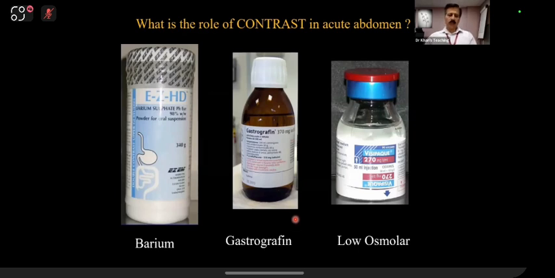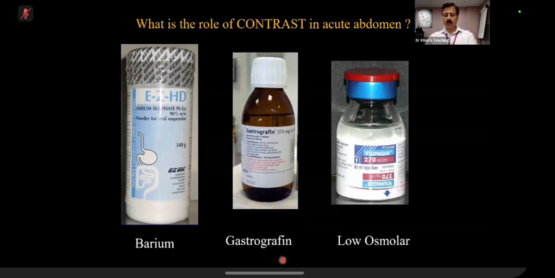Now, you see on your slide, there are 3 types of contrasts, and the concepts about these contrasts are very important for the exam. This is the difference between a safe radiologist and an unsafe radiologist. It's a black and white thing. If the examiners find you unsafe in the exam, you will be penalized for it, and you might fail because of that. So the point is, barium, gastrografin, and low osmolar contrast agent can be used in GIT, right?